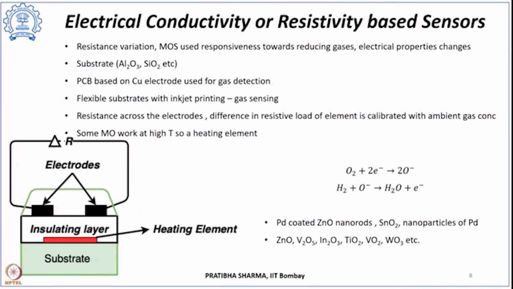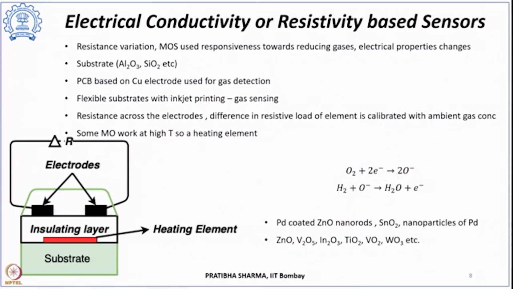Now if we see the operation of these resistivity based sensors, it is very simple and well known. The principle of operation is that in the metal oxide, when oxygen is adsorbed, it takes up the free electron from the metal oxide, and then the resistance increases or the conductivity decreases. So this is the usual phenomenon. When oxygen adsorbs, it takes up free electrons and the conductivity reduces or the resistance increases.